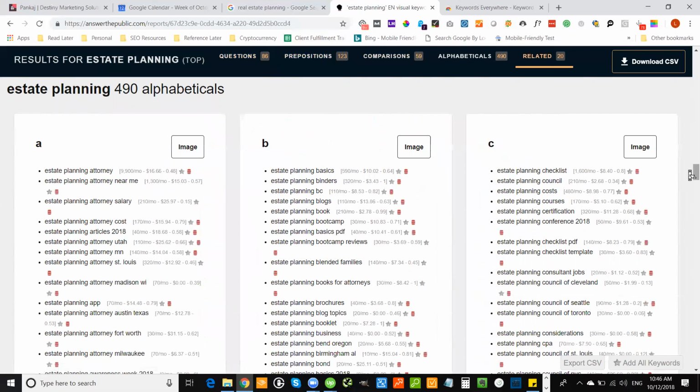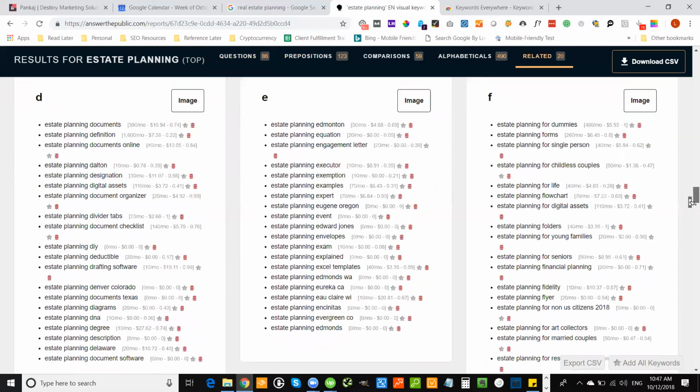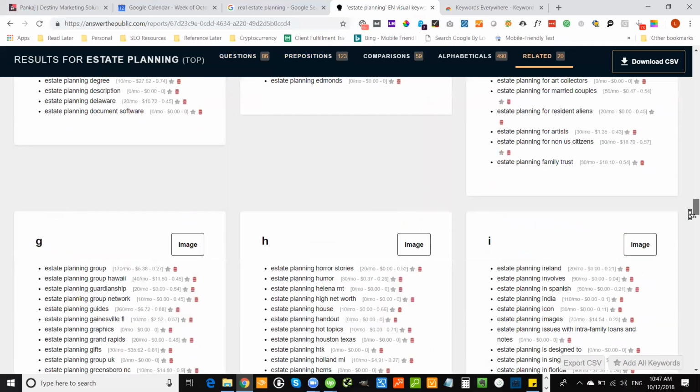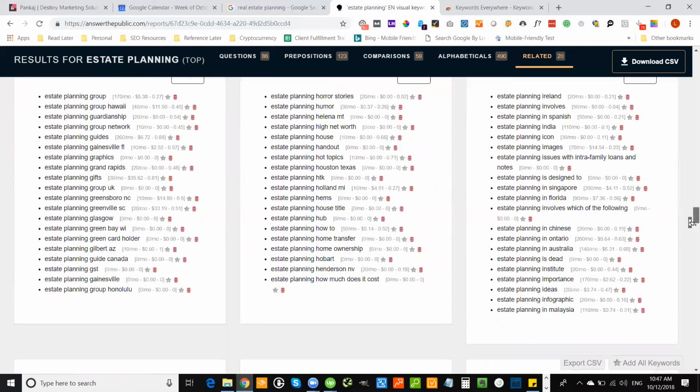So in reality, you don't have to use Google Suggest, Keywords Everywhere, and Answer the Public. You could probably just use Answer the Public, and it will give you the keywords that you should be looking for. And it might be even easier. Okay, related. Yeah, you'll see here in the alphabetical related section, it actually pulls in every phrase for estate planning.